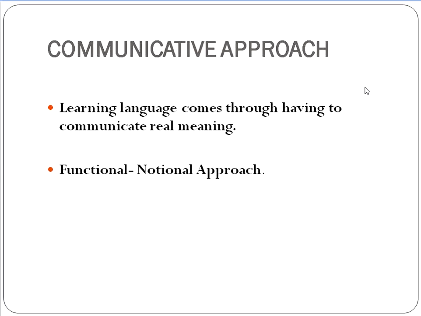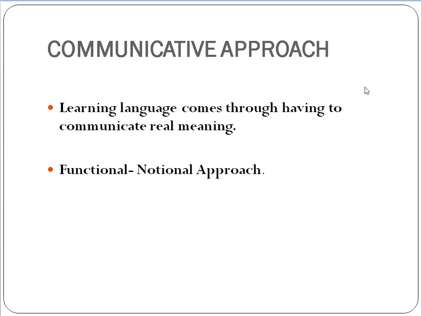What is the second point? Communicative approach is also known as functional notional approach. Now we have to understand the meaning of functional notional approach. Functional refers to the communication, and notional refers to conveying the meaning. So we have two things here. The first one is functional, and the second one is notional.